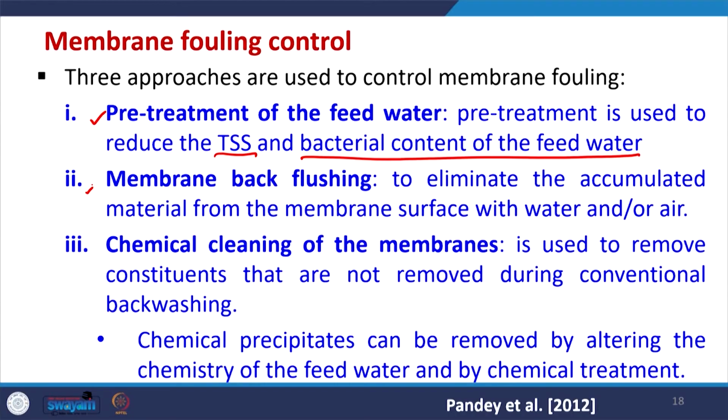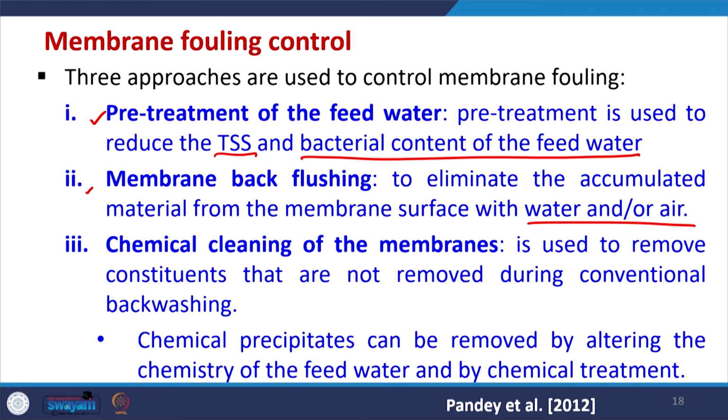Then the second method is called membrane back flushing. This is like back washing to eliminate the accumulated material from the membrane surface. Some back washing with water or air may be used. Through this we are able to remove the fouling material that has accumulated on the membrane surface, and thus we clean the surface.